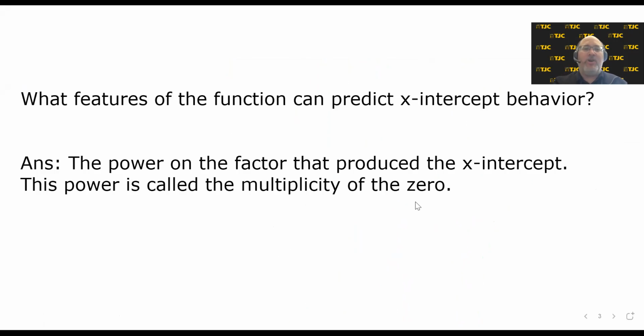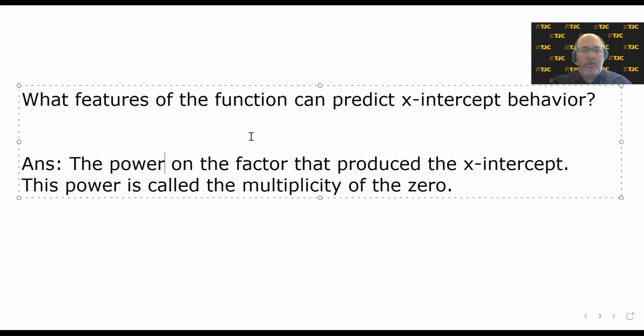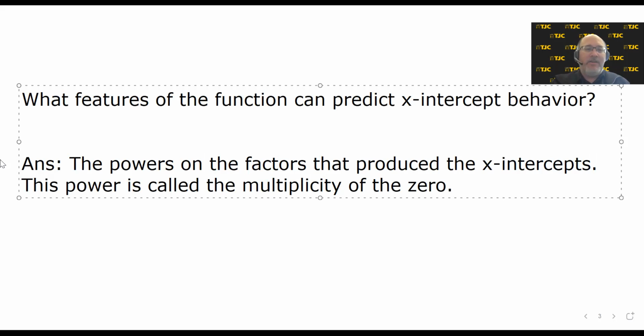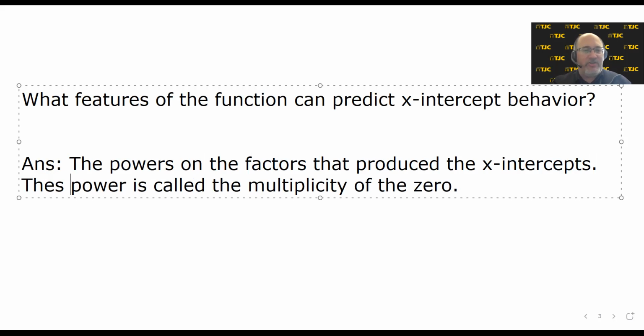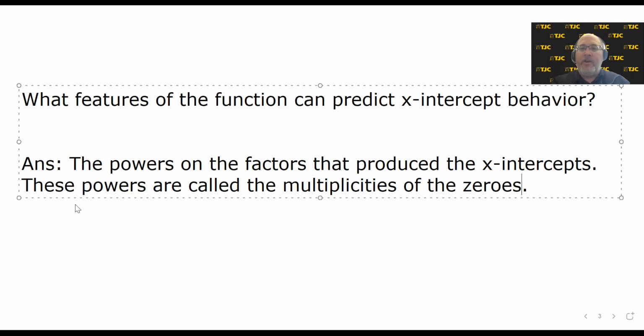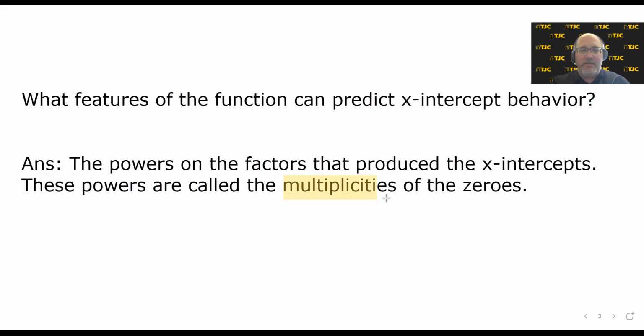Oh, that's the answer to the question. What features of the function can predict x-intercept behavior? And the answer is the powers on the factors that produce the x-intercepts. These powers are called multiplicities, the multiplicities of the zeros. So, fancy new word, multiplicity. Multiplicity just means the power on the factor that produced the zero or produced the x-intercept.